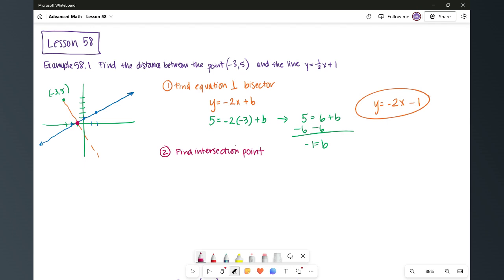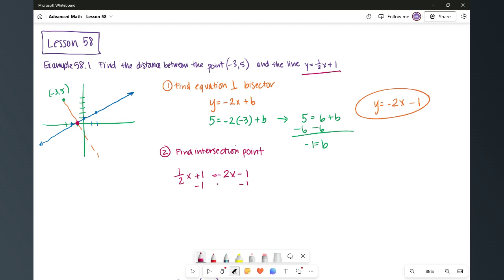In order to find what that actual point is, the way I do it is I set my original line equal to the perpendicular bisector line. When I set them equal, I'm saying where do those two lines have the same point? Where do they meet? So I'm going to drop my y's and I'm going to say 1/2 x plus 1, my original equation, has to be equal to my perpendicular bisector equation, negative 2x minus 1.